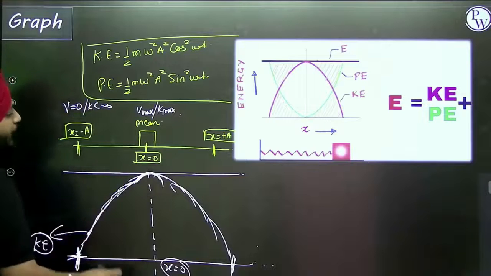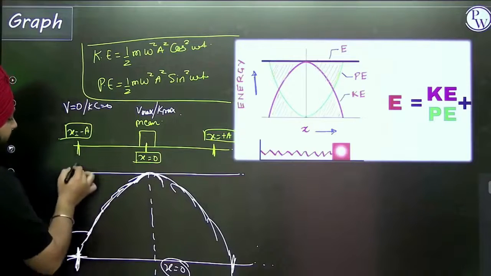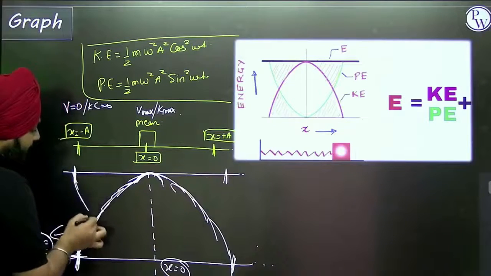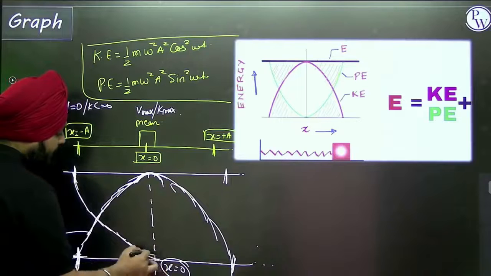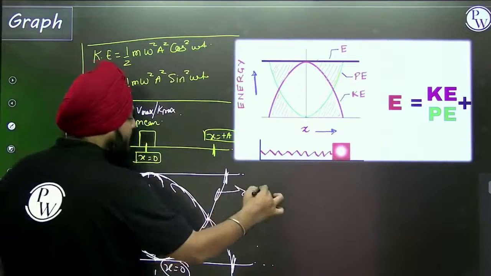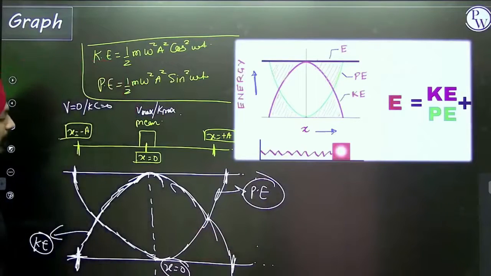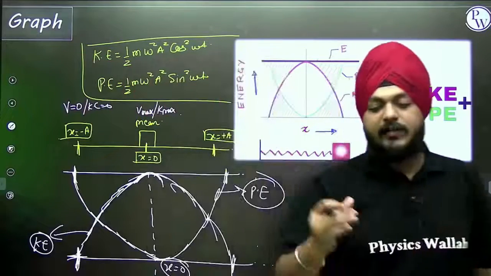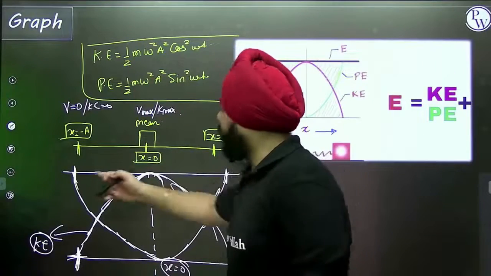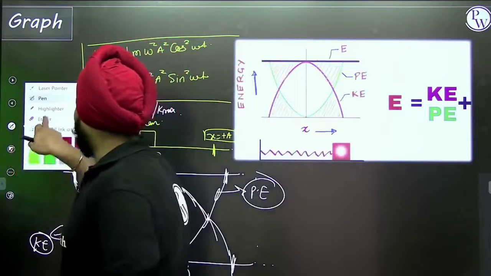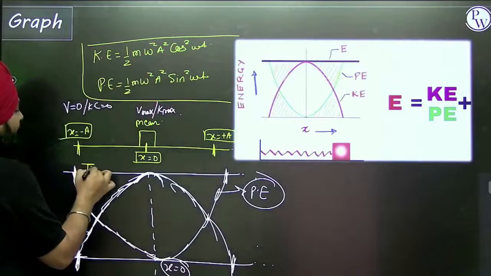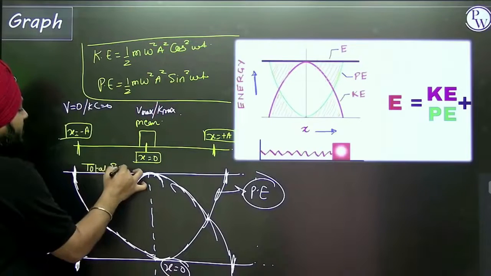Now at this point the potential energy is 0, and at this point the potential energy is maximum. So this is for the potential energy. Now whatever the variations that are measured, it is in between the kinetic energy and the potential energy. So the upper graph, that is a straight line, is the graph of total energy.